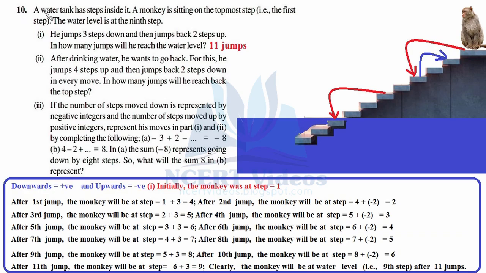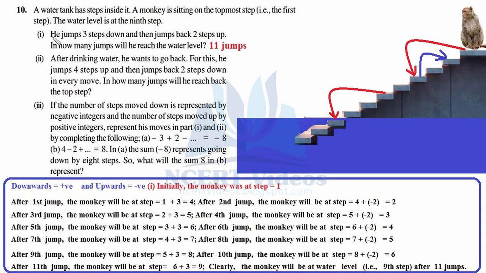Question 10. A water tank has steps inside it. You can see here this is a water tank and these are the steps. The monkey is sitting on the topmost step. As you can see here, the first step, the water level is at 9 steps. So 1, 2, 3, 4, 5, 6, 7, 8 and 9. Okay. On the 9th step, the water is there.